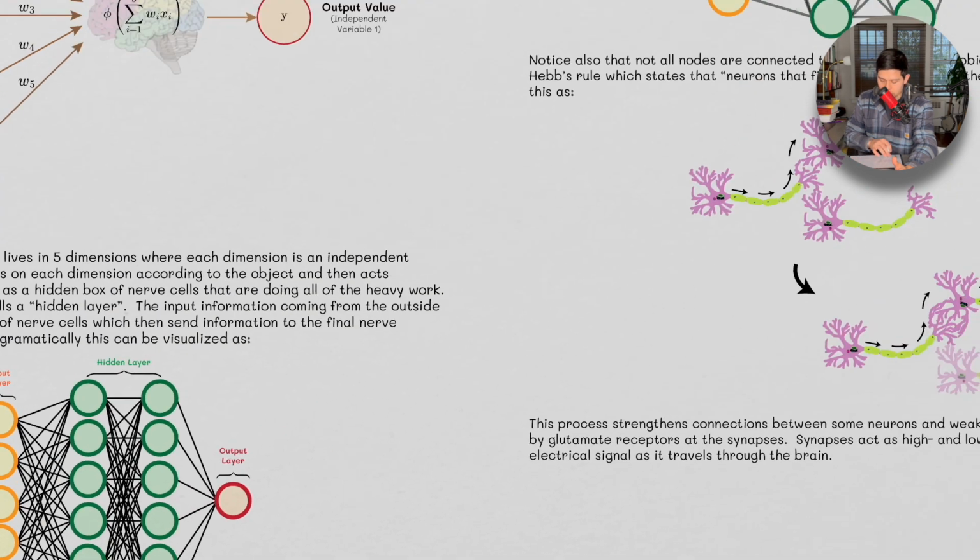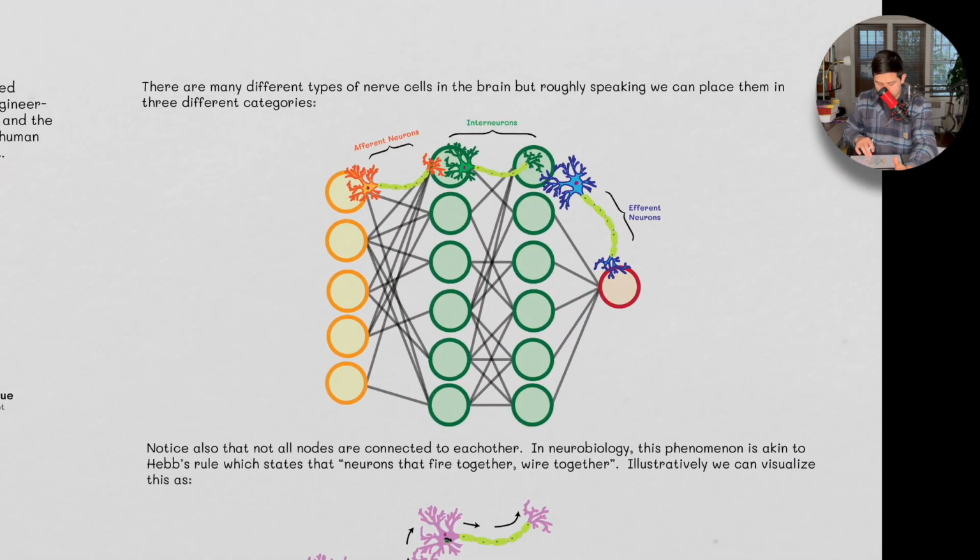So let's take a look at what a more realistic neural network might look like. So there are many different types of nerve cells in the brain. Roughly speaking, we can place them in 3 different categories. Afferent neurons, which are going to be these guys, interneurons, which are going to be these guys, and then the efferent neurons, which are going to be these guys. So the afferent neurons are going to be the things that take in the information.